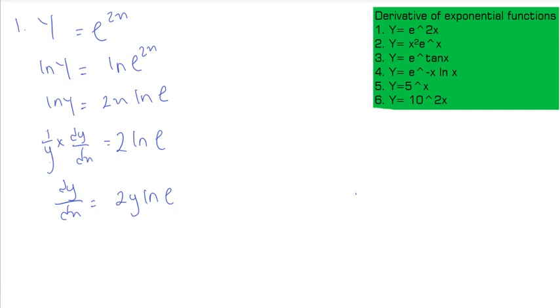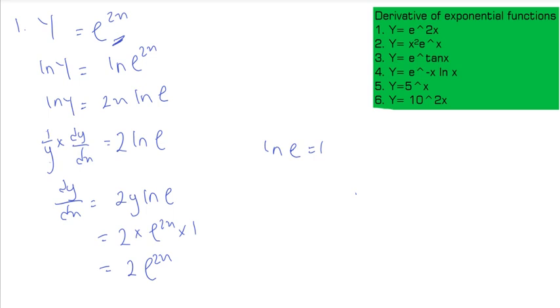And we already know that the natural log of e is what? It is equal to 1. We have proved that. And now y is equal to e to the power of 2x, so we're going to replace that. So that will be 2 times e to the power of 2x times 1. So our final answer will be 2 e to the power of 2x. Now this is how to get your answer.